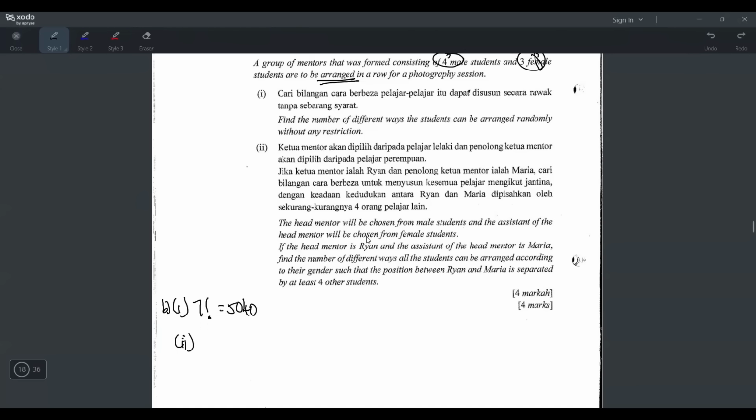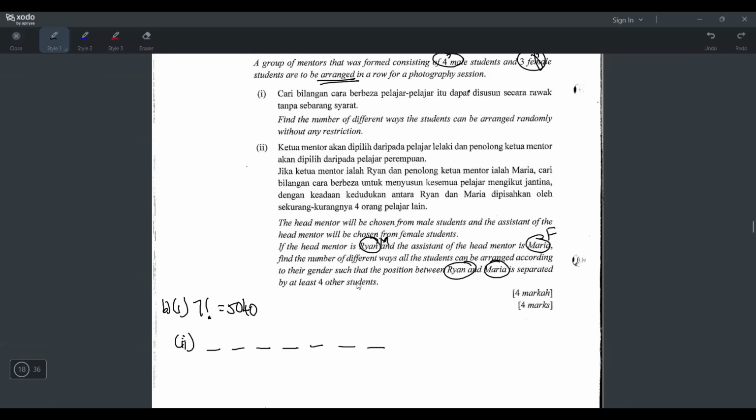Okay, kalau nak faham ni, I will draw. Saya akan buat 7 kotak, 7 slot, 1, 2, 3, 4, 5, 6, 7. And dia cakap tadi, the head mentor will be chosen from male students, the assistant head mentor will be chosen from female, and the head mentor from male is Ryan, and the assistant of the head mentor is Maria. So Ryan is a male, and he's the head. And then Maria is the female, the assistant of the head mentor.